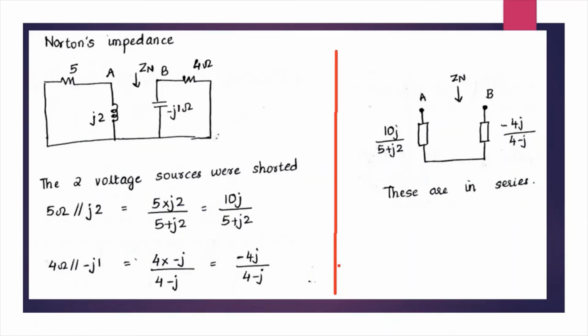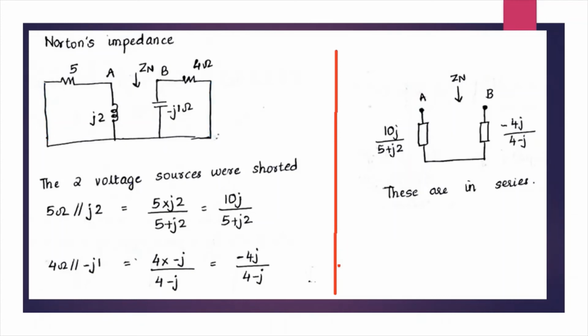Then the next step is to find the Norton's impedance. So for Norton's impedance, you have to open circuit that path. So here the voltage sources at either of the sides are also short circuited. Then the circuit will look like this.